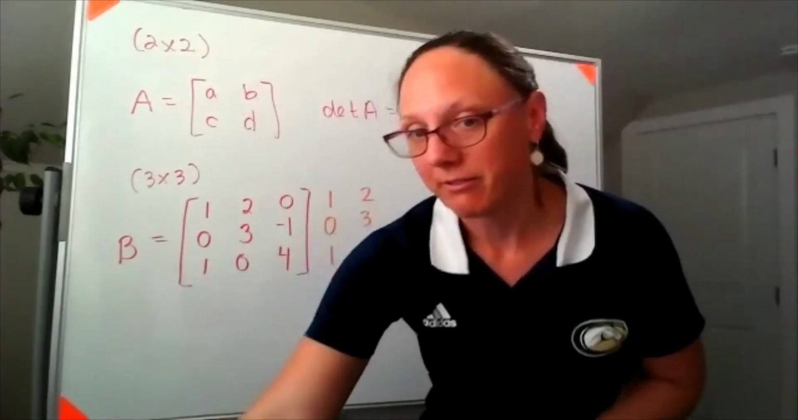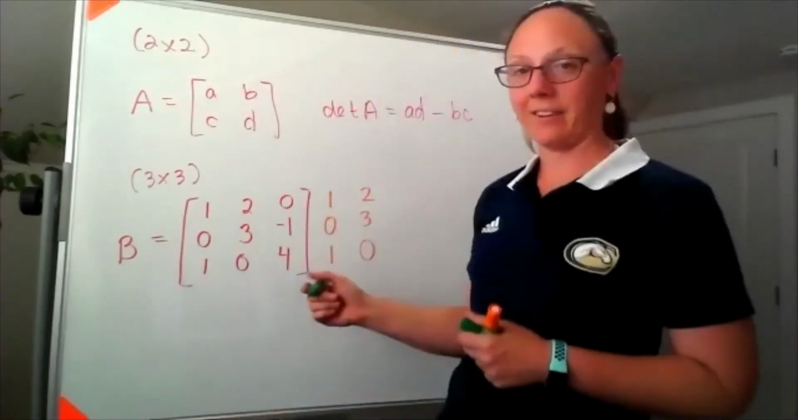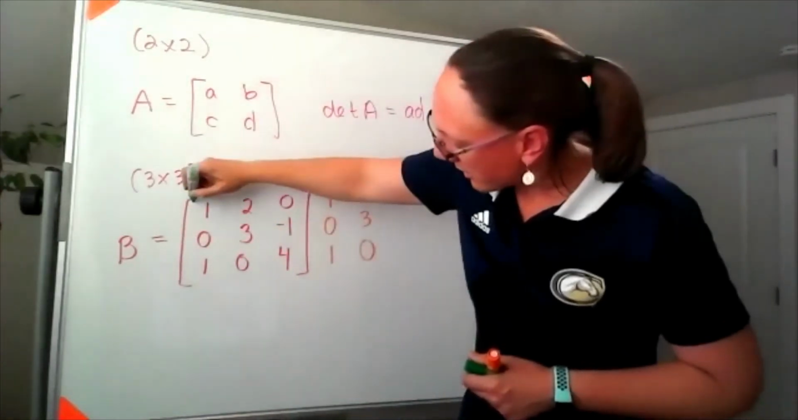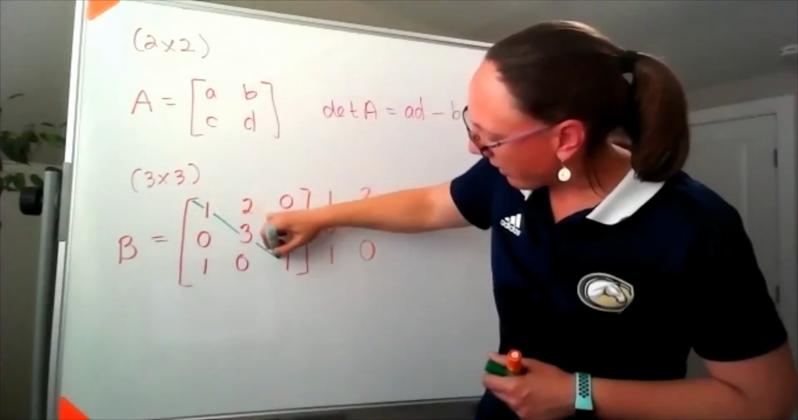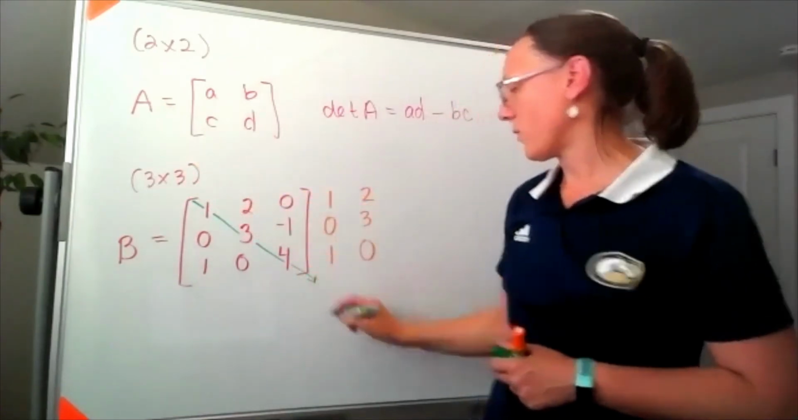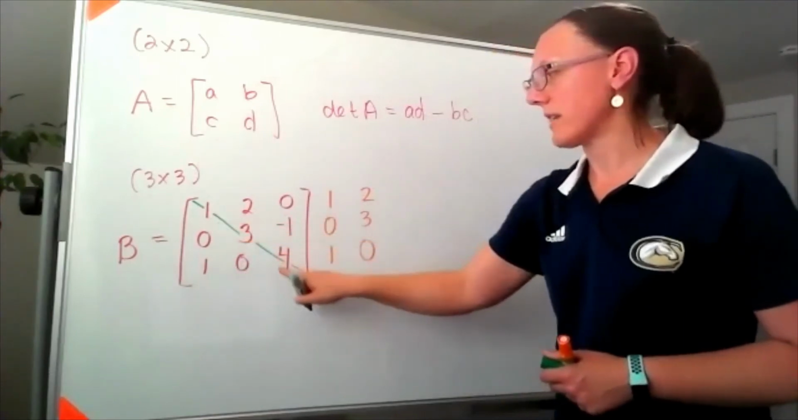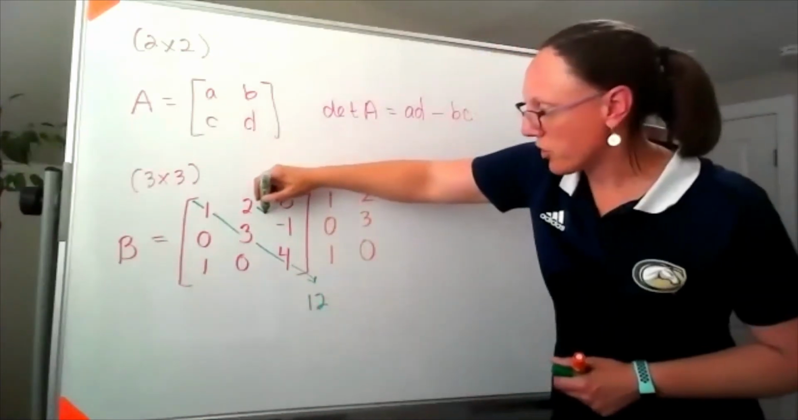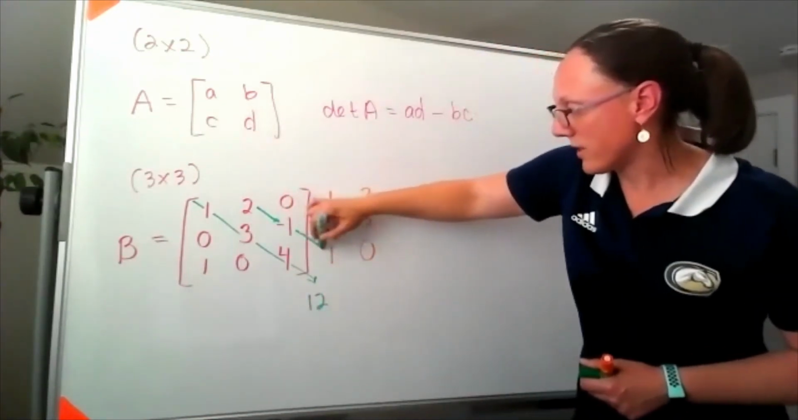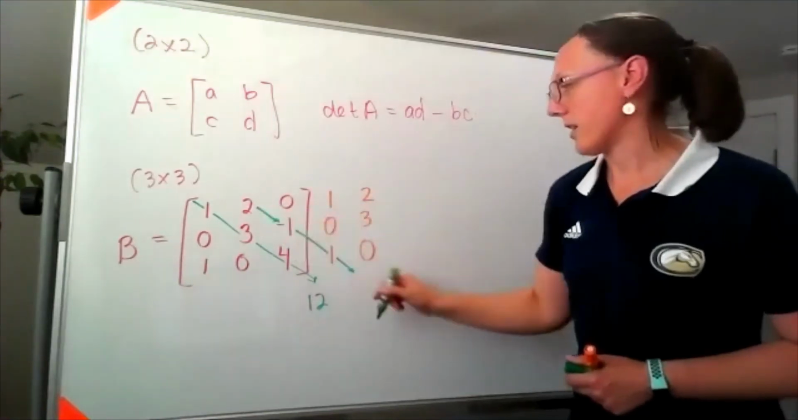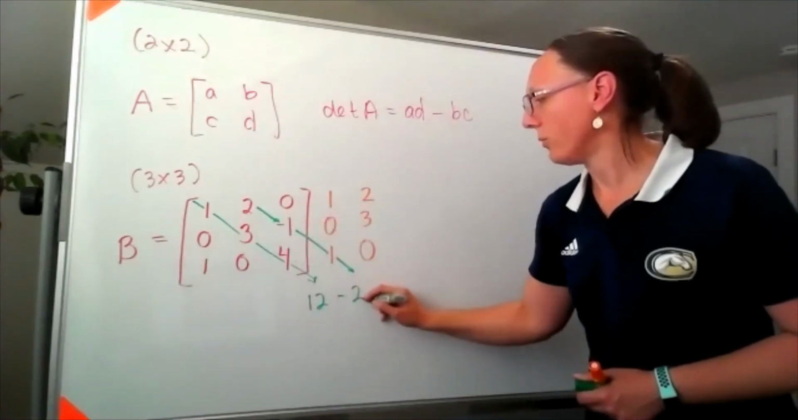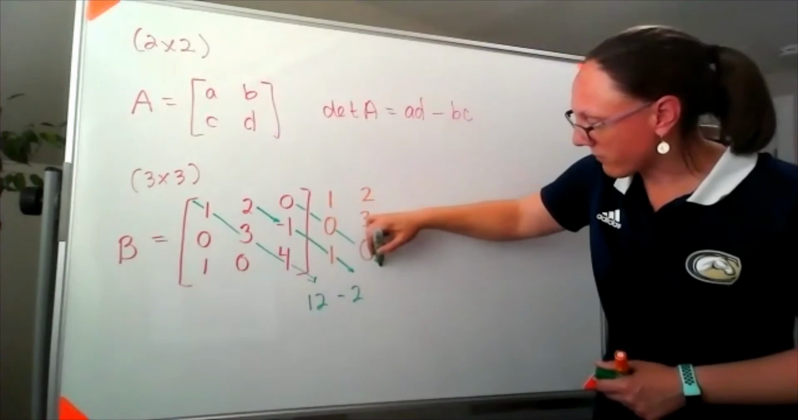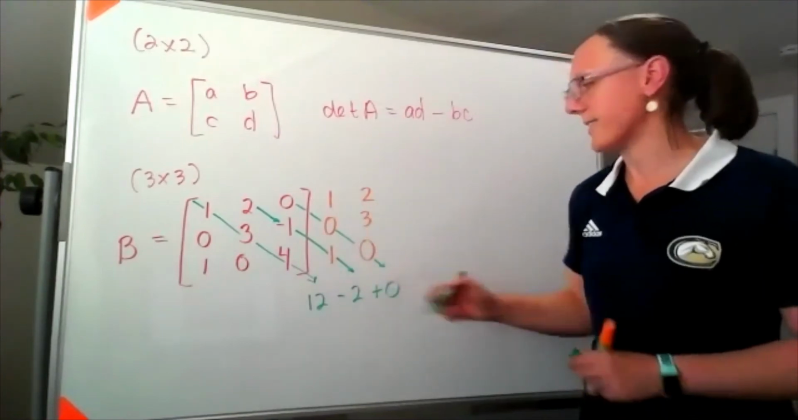My positives are coming as I move diagonally from the upper left corner to the bottom right corner. So I'm first going to go through 1, 3, and 4. That's 1 times 3 times 4, so that's 12. Then I'm going to go 2 times negative 1 times 1, which gives me negative 2. Then I'm going to have 0 times 0 times 0. That wasn't very exciting, but we'll write it anyway, plus 0.